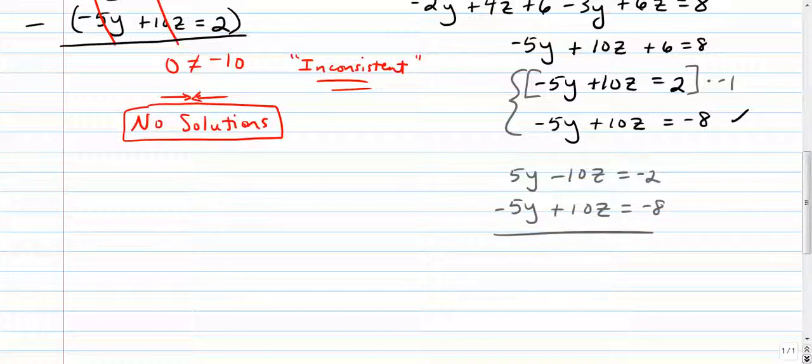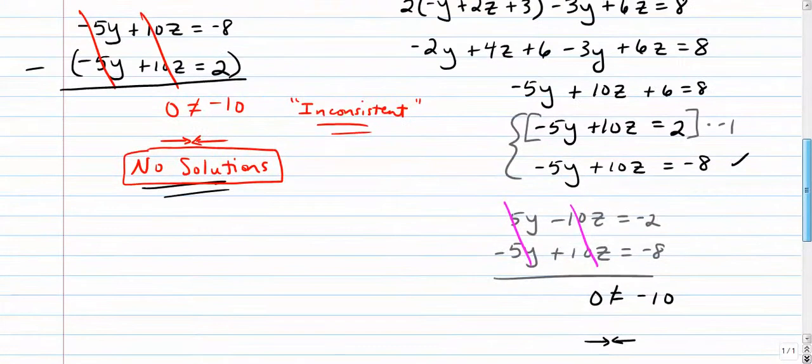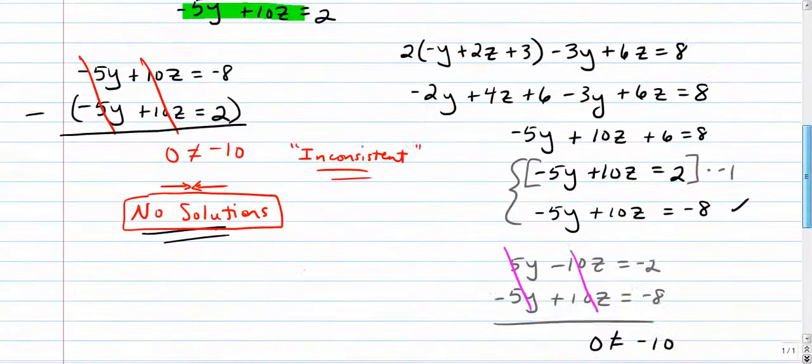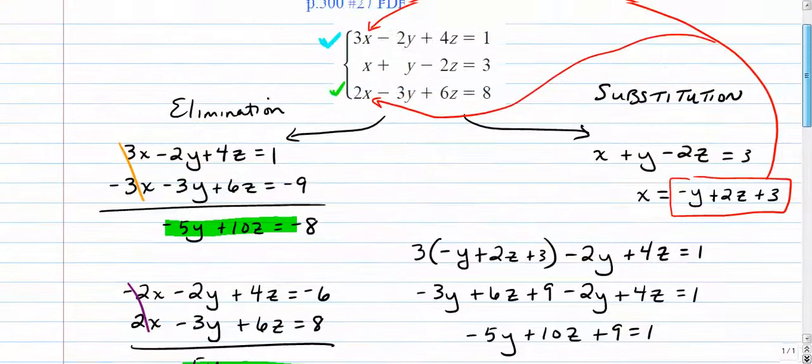Add them together. We get cancellations right here and here. And our final is 0 is equal to negative 10. And that's exactly what we got up here as well. That's not true. That is a contradiction. So we say no solutions. Alright, so from here, if that kind of made sense to you, you can pick either method. You can see that they're both just about the same amount of work.